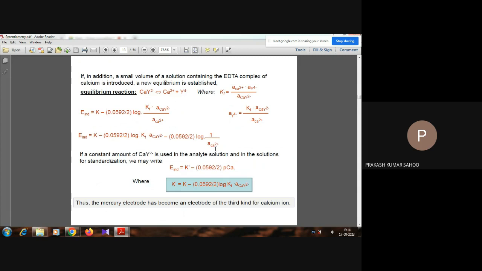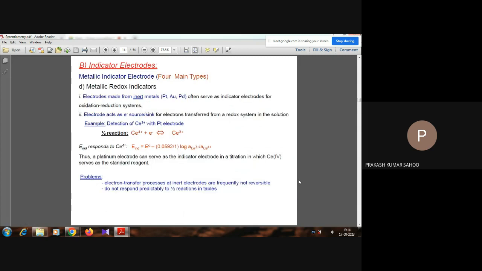Then the final will be your K dash equal to K minus 0.0591 log, and the mercury electrode has become an electrode of the third kind for calcium ion. This is the third kind. Then indicator electrode of type 4, that is metal redox indicator.